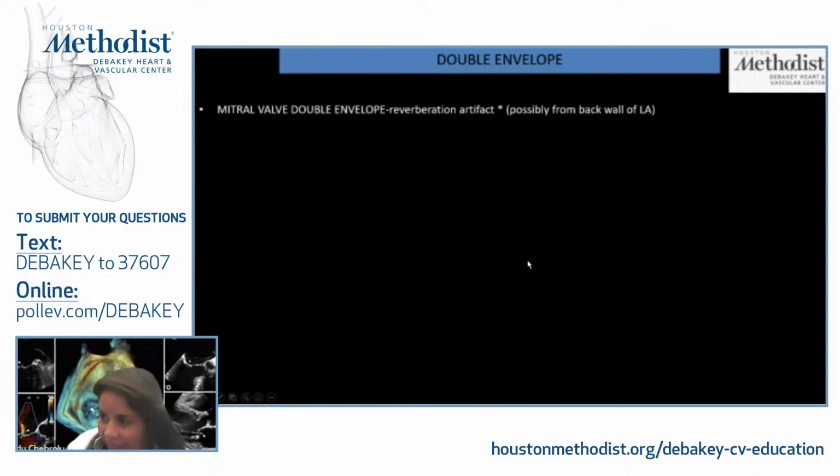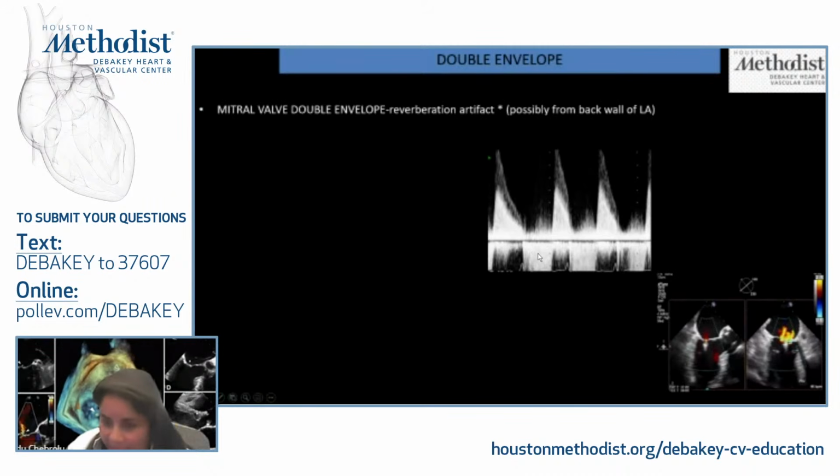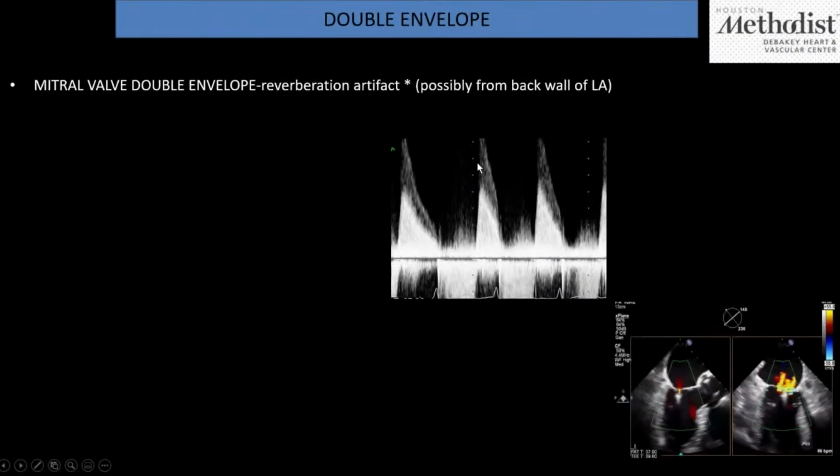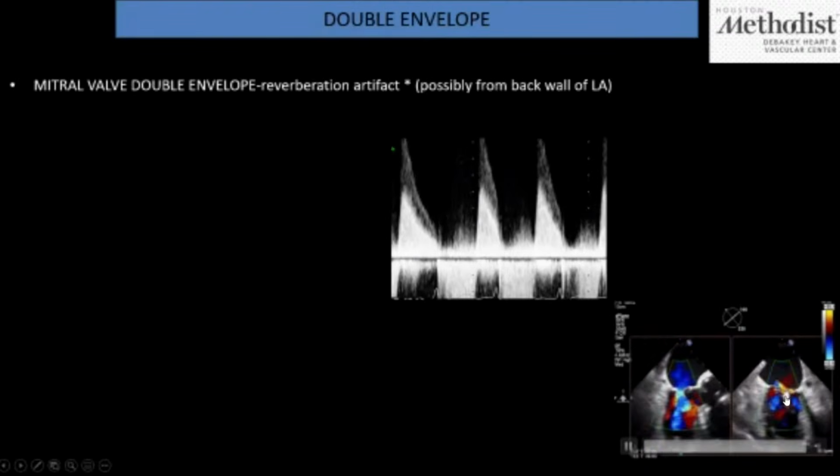Now, this one is a favorite artifact of mine, or I shouldn't even say whether this is really an artifact or not. This is the double envelope pattern, which we often see in patients when we are doing TEEs, and this is a real case where we had this. And if you see, it's just from the strong, reflective back wall of the left atrium.